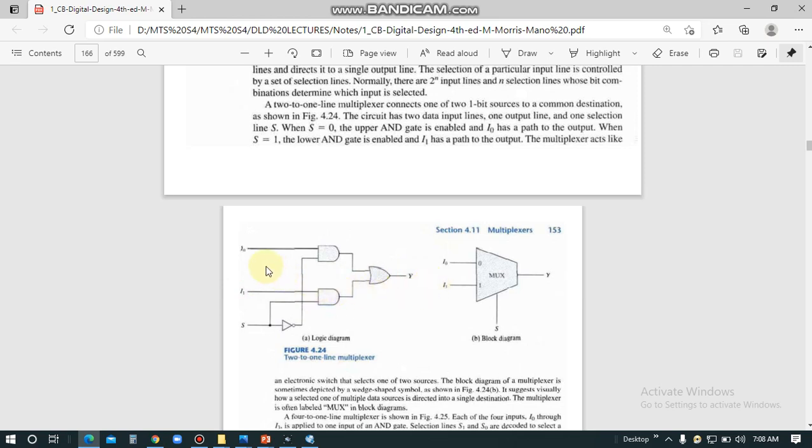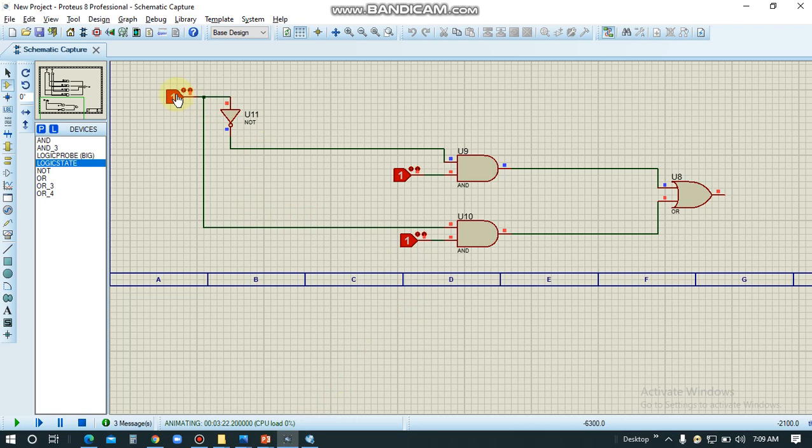Okay, so in a 2 to 1 multiplexer, when the selection line is 0, it will decide that I0, the first input, should be at the output. And if it is 1, it will decide that I1, not I0, will display at the output. This was basically the theory of this concept. We will see a simulation which will confirm my statements.